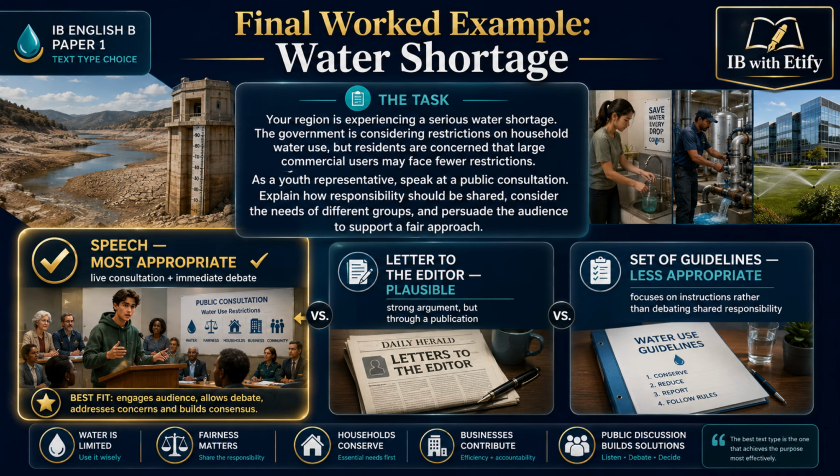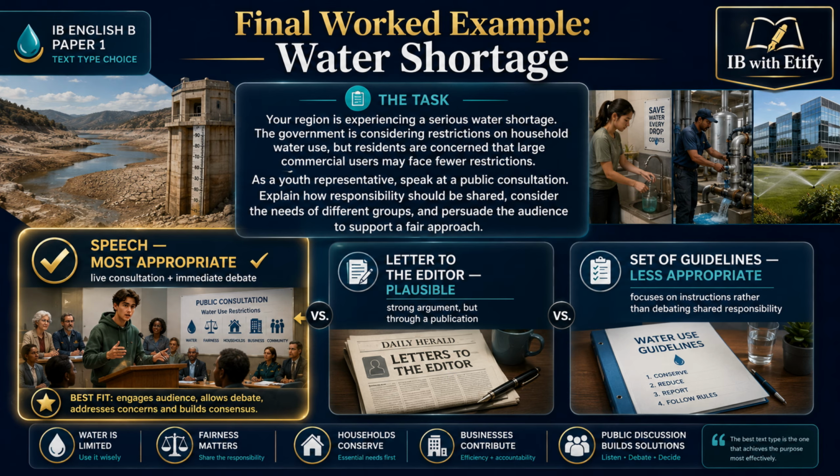To see how everything can work together, imagine one final Paper 1 style task. Your region is experiencing a serious water shortage. The government is considering restrictions on household water use, but residents are concerned that large commercial users may face fewer restrictions. You have been invited as a youth representative to a public consultation. In your text, explain how responsibility for reducing water consumption should be shared. Consider the needs of different groups and persuade the audience to support a fair approach.